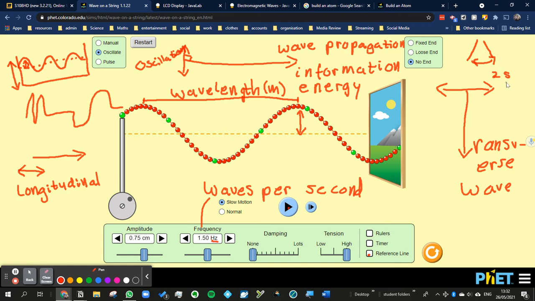What would be the frequency then? Maybe you can pause the video and have a think about that. It takes 2 seconds to go back and forth. What would be the frequency? So, if you pause the video, the answer will be that if we want to know how many oscillations in 1 second, it would be half an oscillation, wouldn't it? So the frequency in that case would be 0.5 hertz.